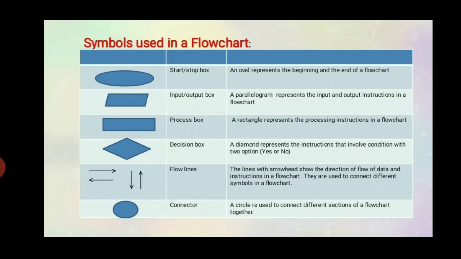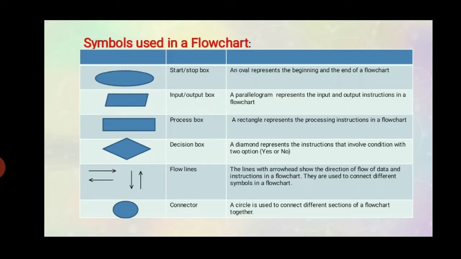First of all, the first step used in algorithm was start. For start we are using an oval, and after that, to read the input we are using a parallelogram, and for output also it's the same, and for the stop box it is also the same, that is oval. And the instruction, the operation which we are going to perform, that is the process. That process is done in the rectangle shape.